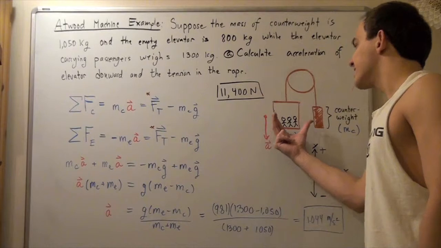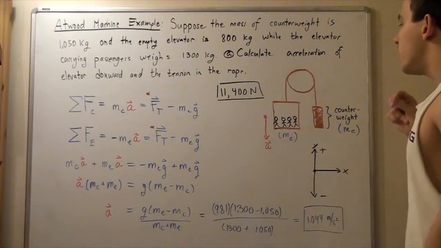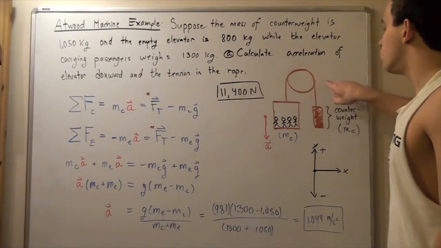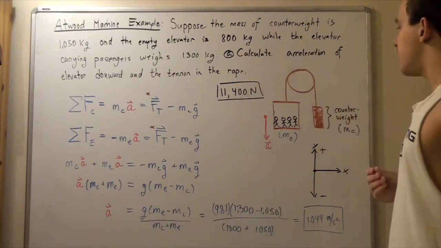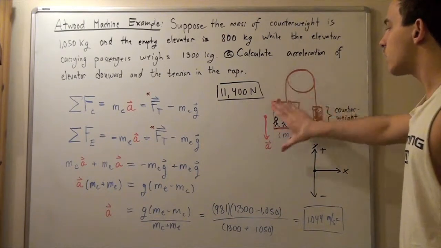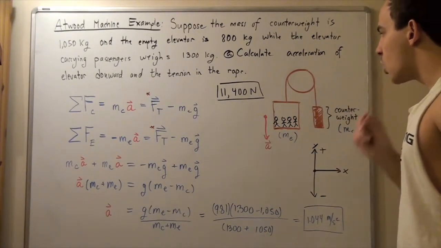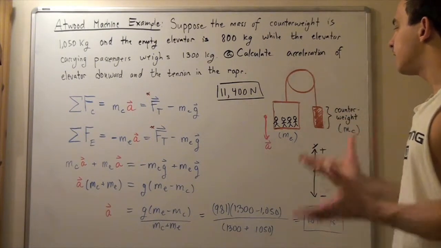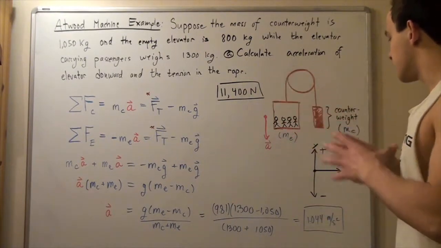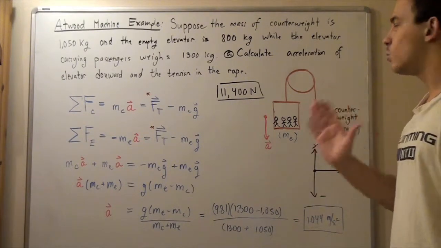Now our elevator is accelerating downward, so it's moving downward at some acceleration a. We want to find what this acceleration is, and we want to find what the tension in the rope is. What this Atwood machine basically does is this weight helps balance this side and slows down our acceleration so that our elevator does not accelerate as quickly. To find our acceleration, we have to look at all the forces that act on this object and on this object separately.